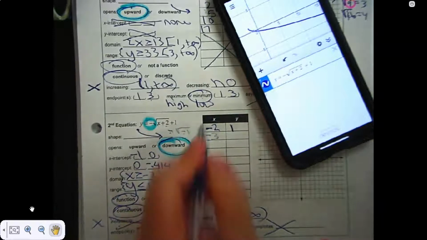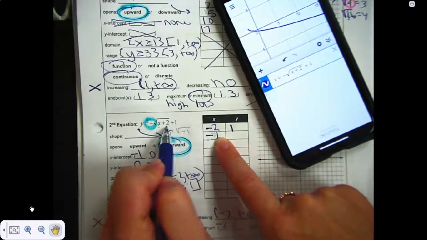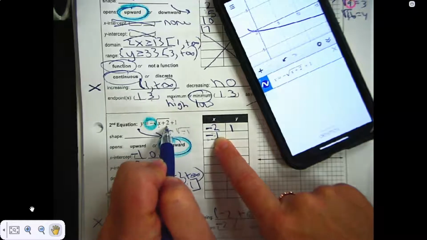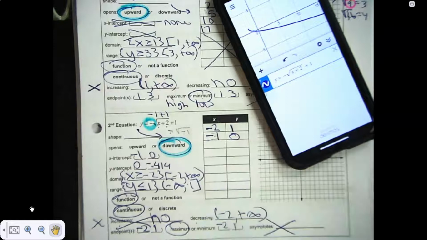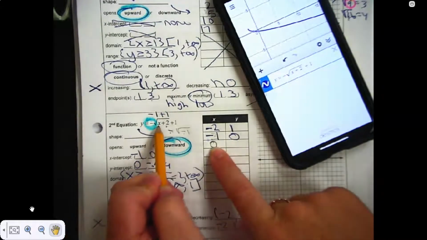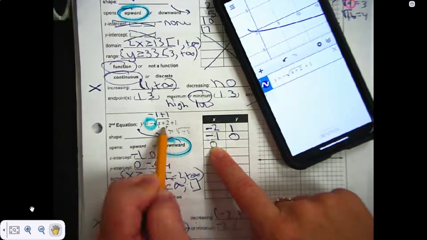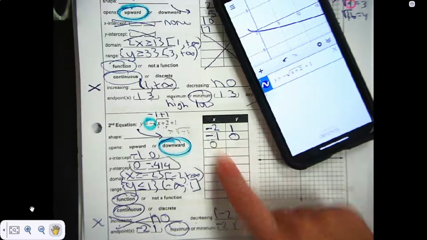But I can do -1. -1 plus 2 is 1. The square root of 1 is 1. And then I have that -1 plus 1, 0. And then some of you go, I know, let's try 0. Well, remember, 0 plus 2 is 2. You can't take the square root of 2. But that's what ended up the y-intercept, and that's why it was a decimal.